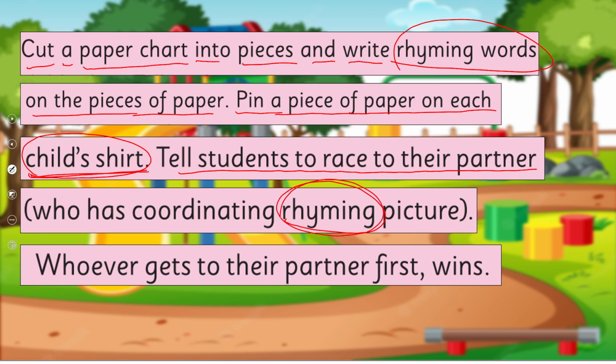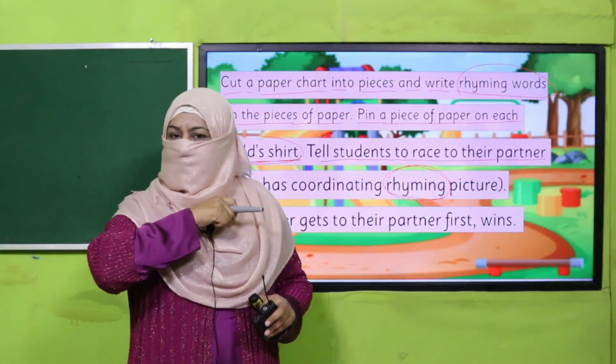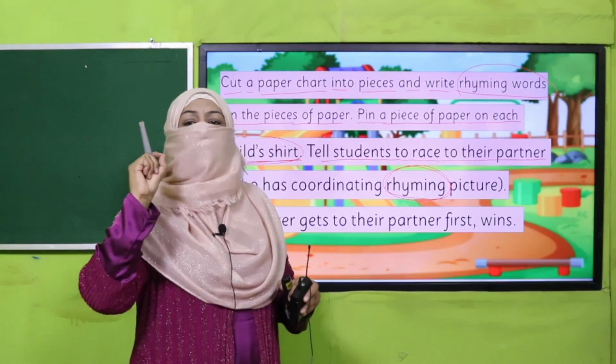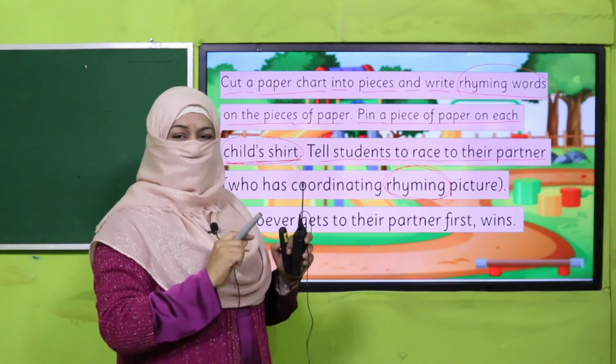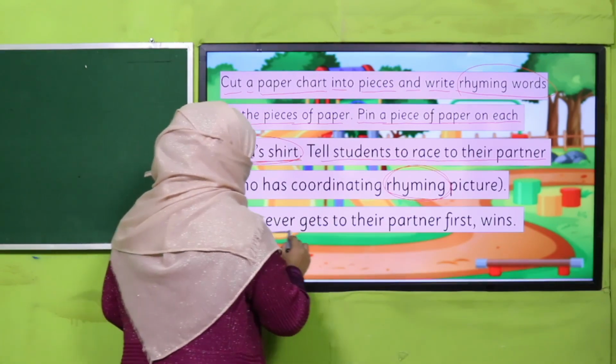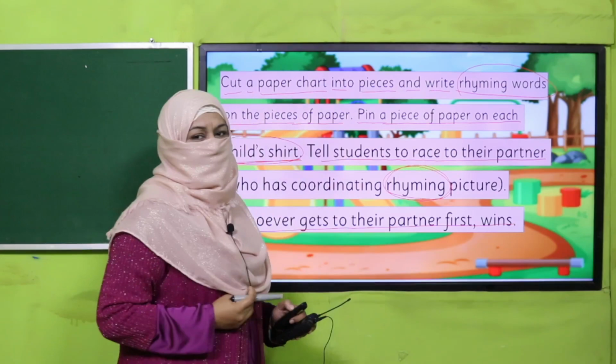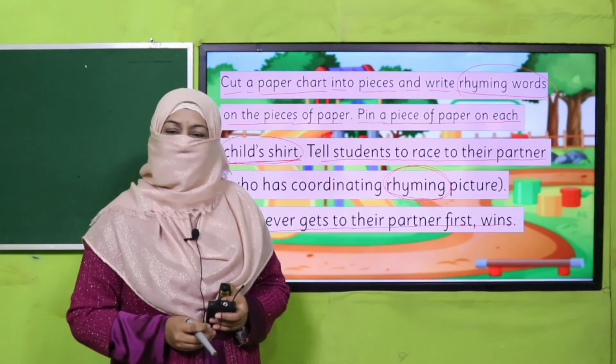Like maybe one student has a paper with the word car, and he will run to the student who has the rhyming word star, okay? So whoever gets to their partner first wins. Pause the video, enjoy the activity, and then come back.